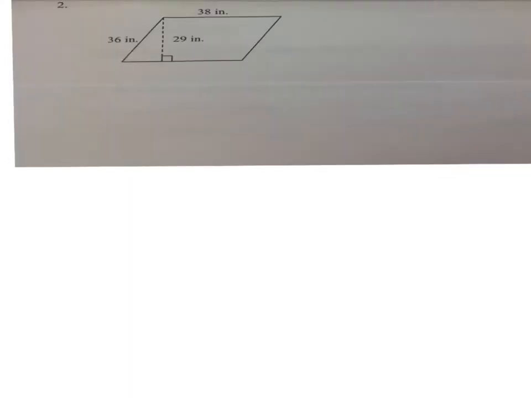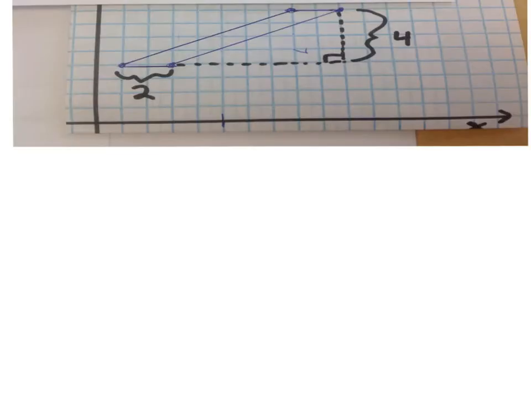Okay. For number 2, first, this shape is a parallelogram. So we're going to use base times height. The base is going to be 38 up top, and the height is going to be the 29 right there. So very simply, it's 38 times 29 equals your area. I'll let you crunch the numbers on that one. No big deal.